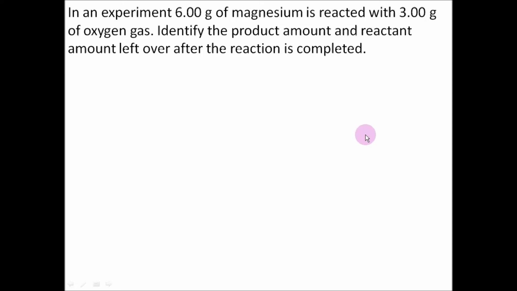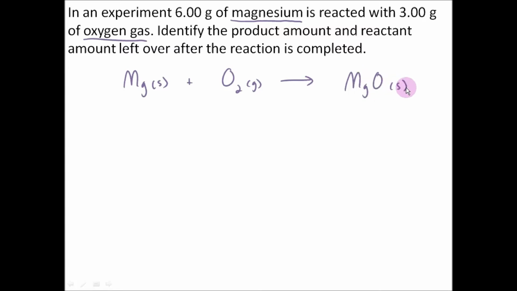So first we have to start with a balanced equation. Here we're going to be reacting magnesium with oxygen gas. So our reactants are magnesium solid with oxygen gas. And our product in this case is going to be magnesium oxide. So there's our 2 reactants and our 1 product.